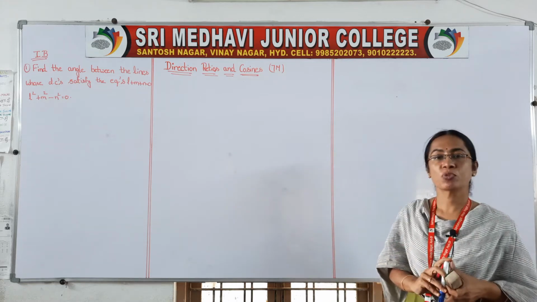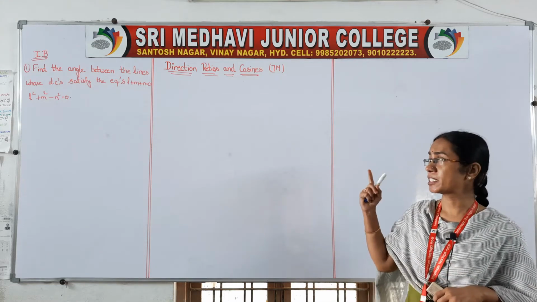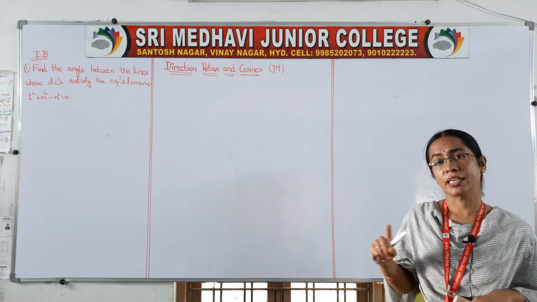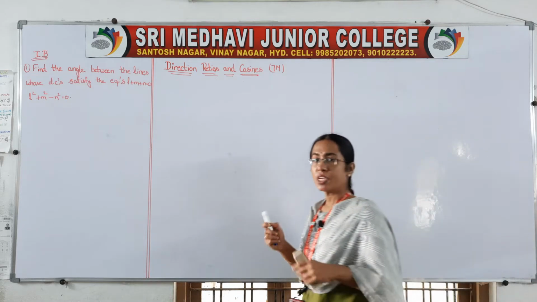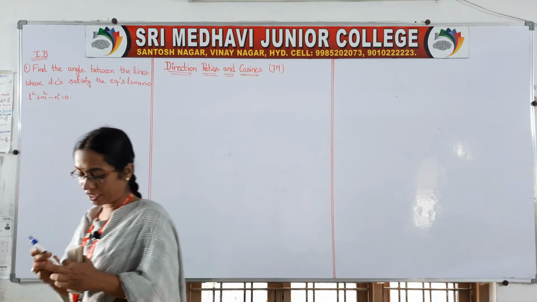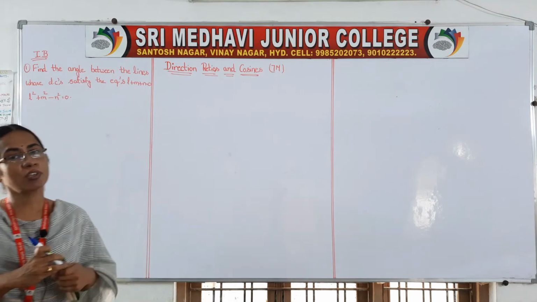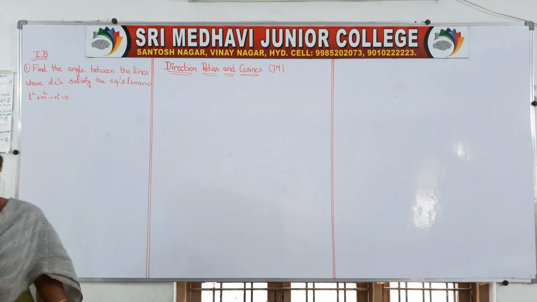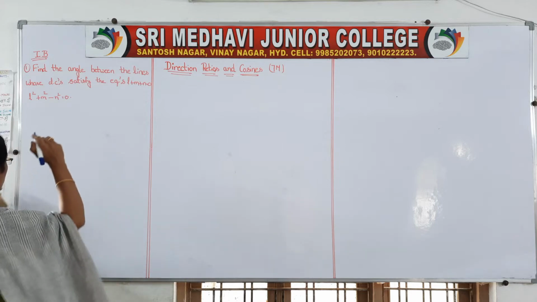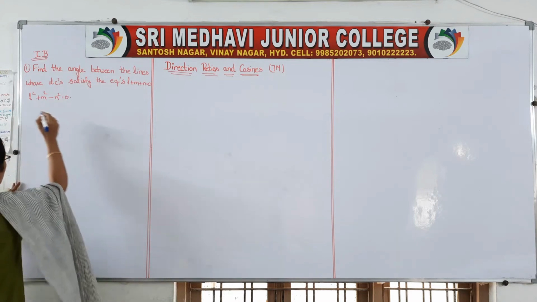Today we will solve one more 7 marks problem from direction ratios and direction cosines. From this topic you are having one 7 marks question in the final examination. That's why we are concentrating only on 7 marks problems. Come to the question, a little bit lengthy problem.